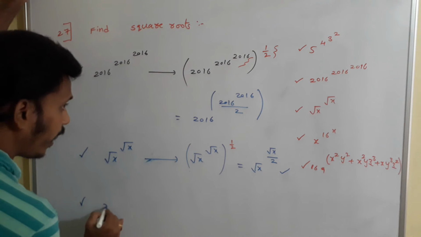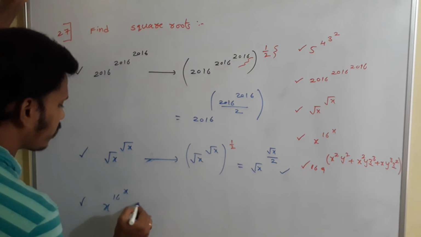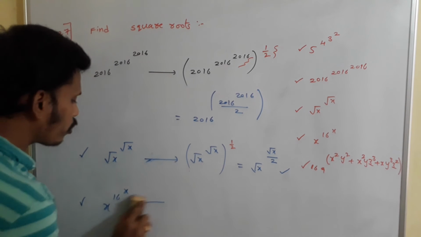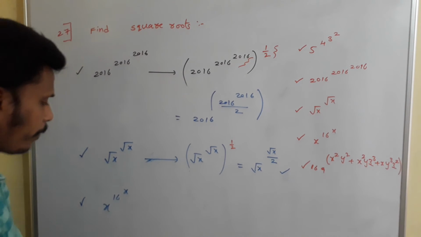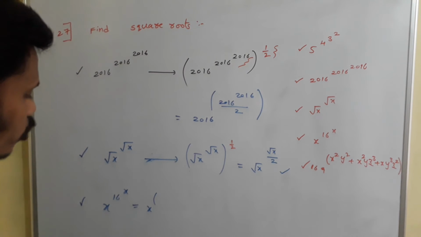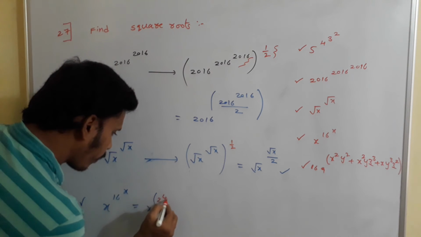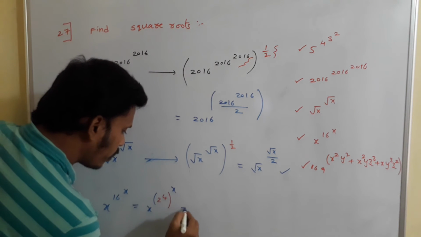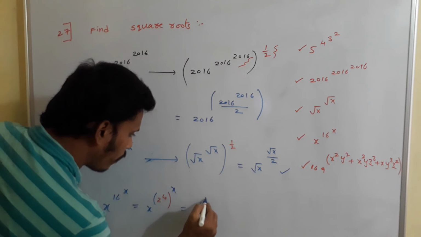Next thing, x power 16 power x. We need to find its square root. Before finding its square root, there is a chance of simplification because 16 is a power of 2. You just try to simplify it first. How can we simplify? This is equal to x power, and 16 can be written as 2 power 4, and whole to the power x.